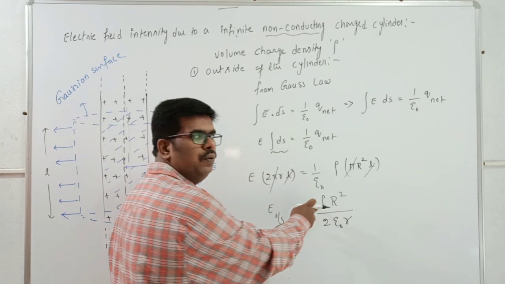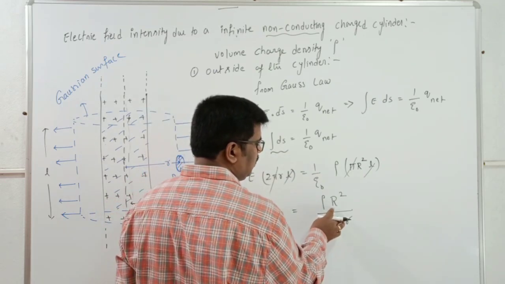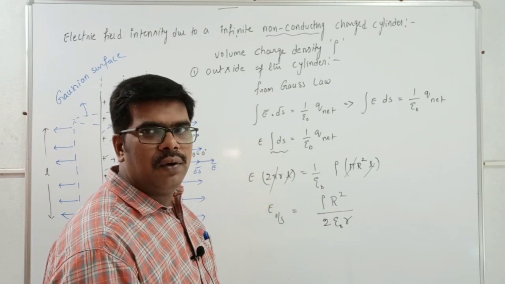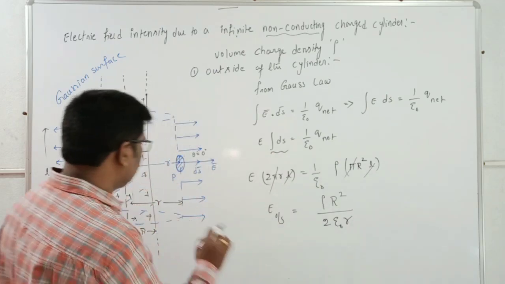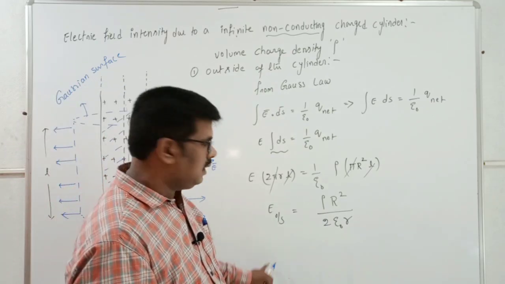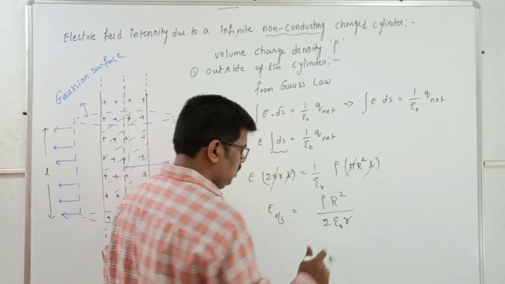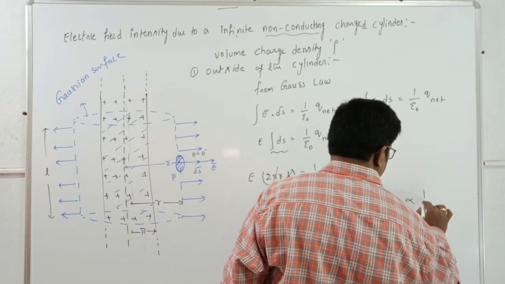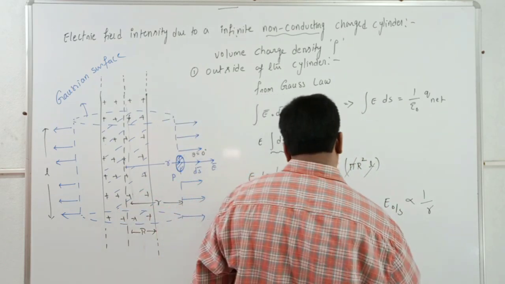You observe here, anyhow rho, the volume charge density, remains constant, as well as the capital R, the radius of the cylinder, is constant. Epsilon naught, the permittivity of the medium, we are taking in a vacuum only, so it remains constant. So if you are going far from the axis of the cylinder, small r is going to change, as well as the electric field intensity. That's why you can write this electric field intensity outside varies inversely proportional to the distance. So this is the case, you can understand.